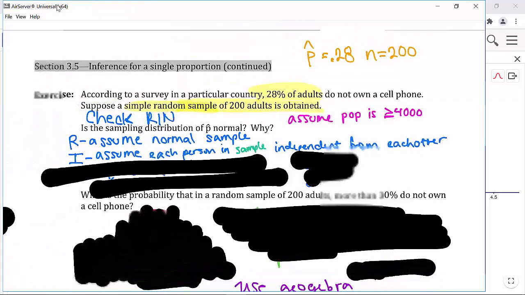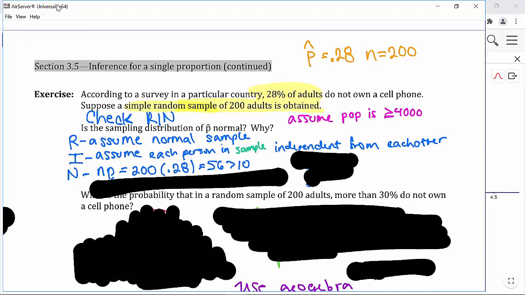All right, lastly is the true normality condition, which we're going to look at by flipping coins. You'll do the flipping coins today in class, and then we'll discuss it next time. And so what we say is n times p greater than 10? And in this case, 200 times 0.28 is 56, which is greater than 10. And then we want to look at n times 1 minus p, which we can also call n times q. But anyway, that would be 200 times 0.72, which is 144, which is also greater than 10.